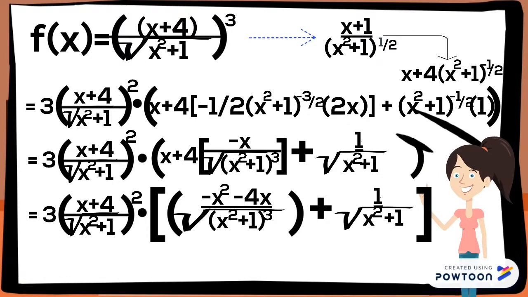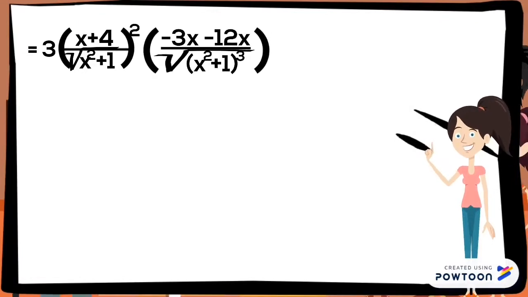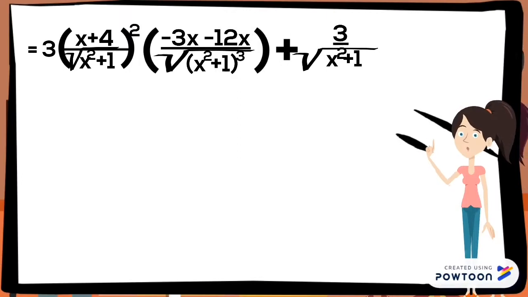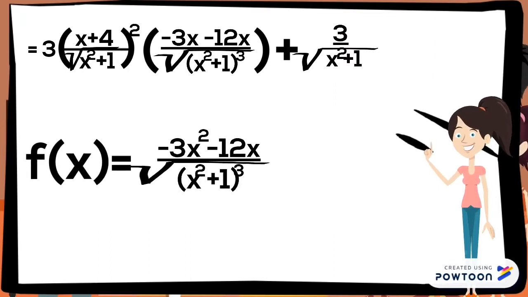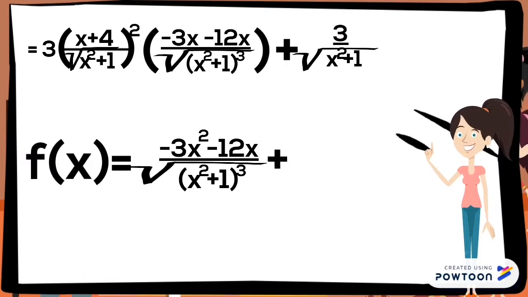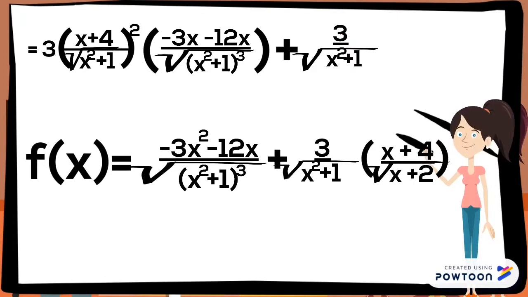The final step is to multiply 3 over the square root of (x^2 + 1)^3 plus 3 times 1, which is equal to 3 over the square root of x^2 + 1. The final answer is (-3x^2 - 12x) over the square root of (x^2 + 1)^3, plus 3 over the square root of x^2 + 1, times ((x + 4)/sqrt(x^2 + 1))^2.